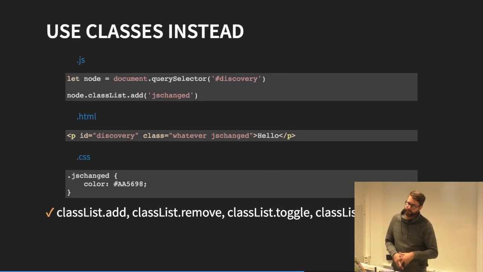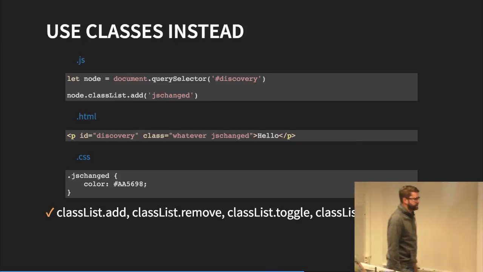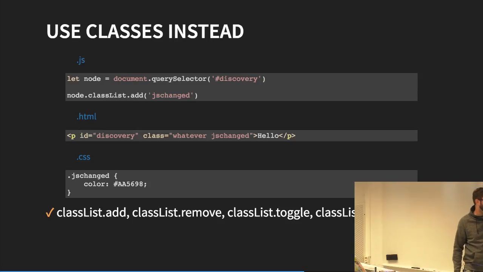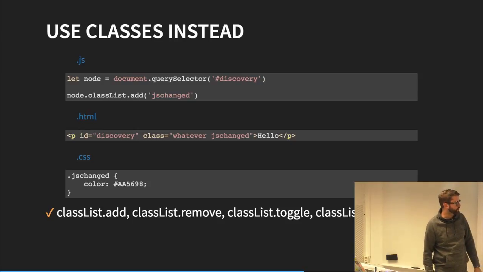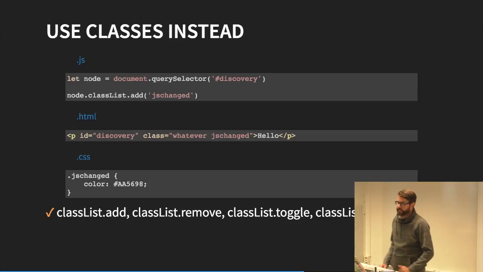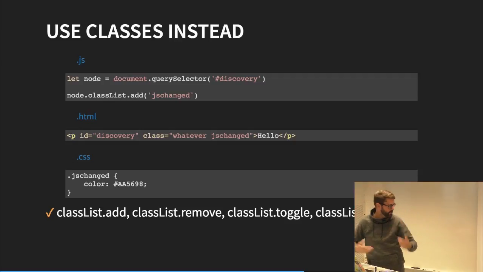How you should do that with styles is like this. You should use classes, CSS classes. So instead we do something like this. We query and get a reference to the discovery element. And on that element, we use the class list API to add a class. So we add a CSS class to that element. And we have the code for what those kinds of elements should look like in the CSS.